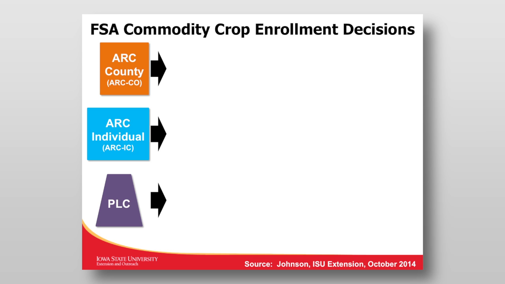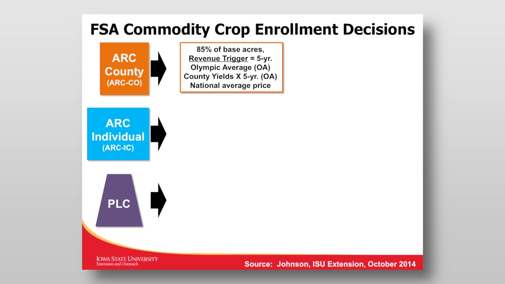Let's take a look at the decisions for commodity crop landowners as well as producers. These are decisions that will be made over the next 6 months by Farm Service Agency, or FSA, farm number. A farm can be enrolled in ARC County, ARC CO, in ARC Individual, ARC IC, or PLC, Price Loss Coverage. Again, the decision will be made over the next few months, and these decisions will be made by both the landowner as well as the producer.